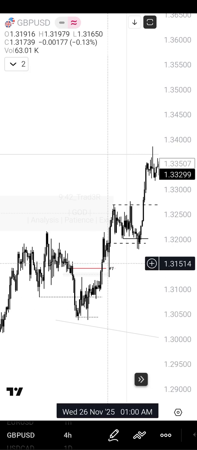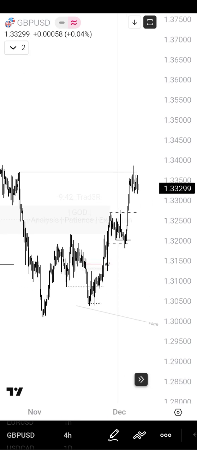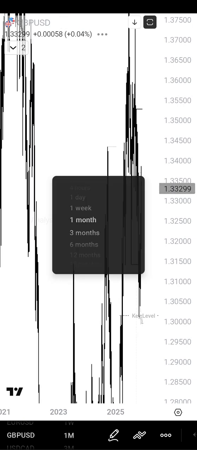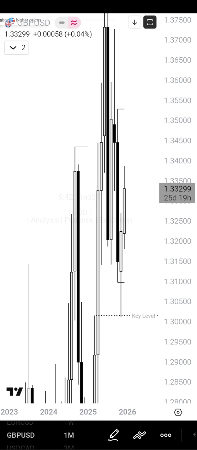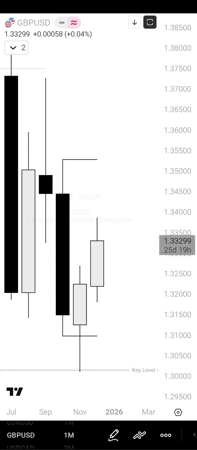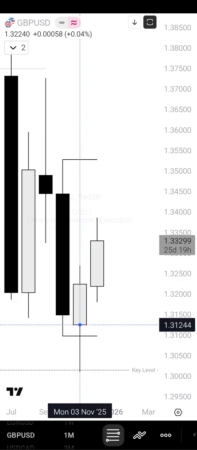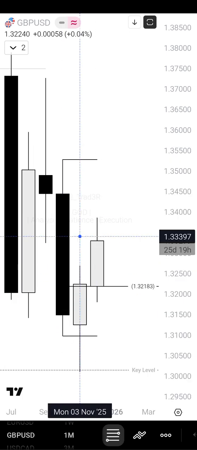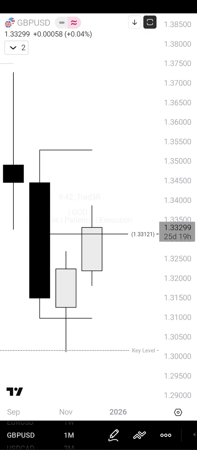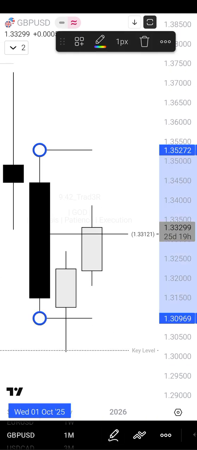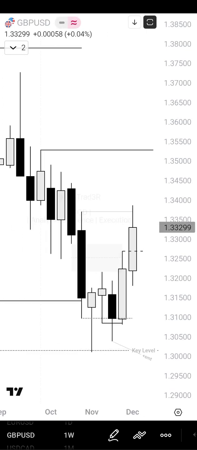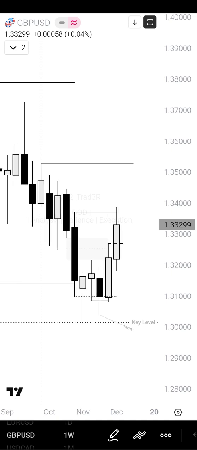So around here was where I took my entry and I held the trade till the 50% of the monthly range. So I held my position till 50% of the monthly range. You can see here from the low to the high, 50% has been done. So that is my trade idea for the last 2 weeks. So let's see how it goes from here.